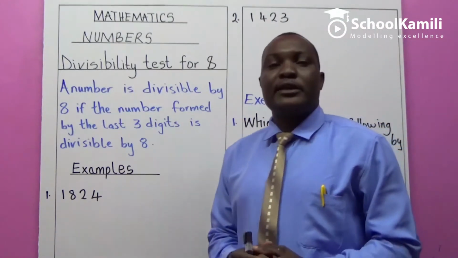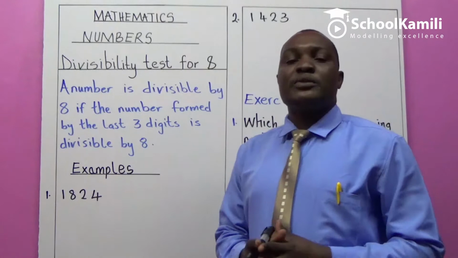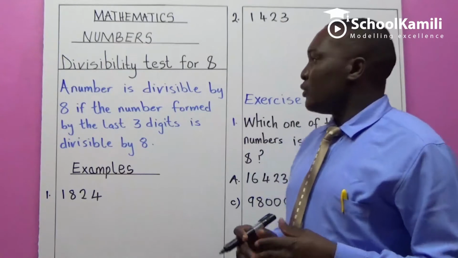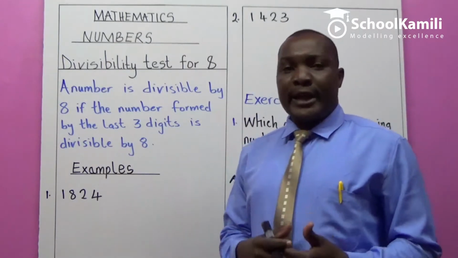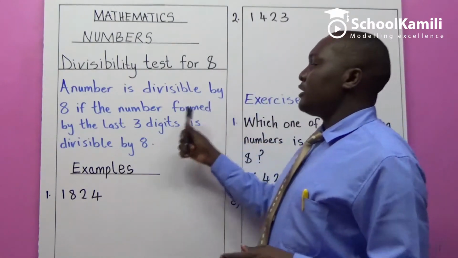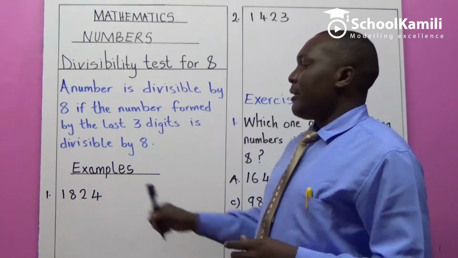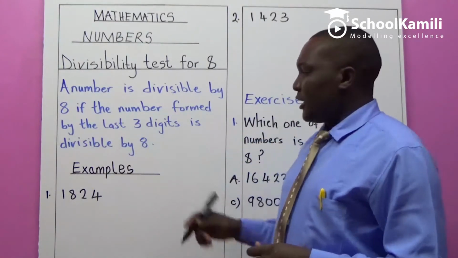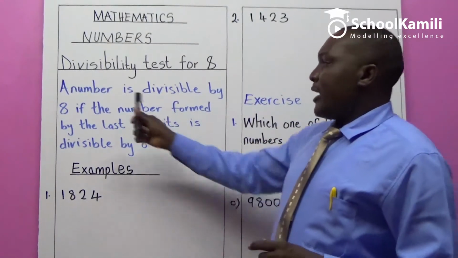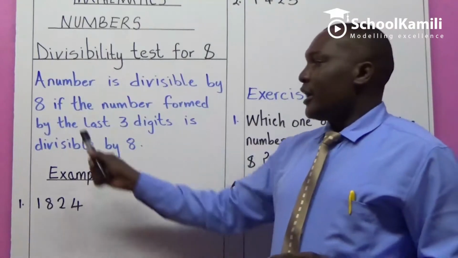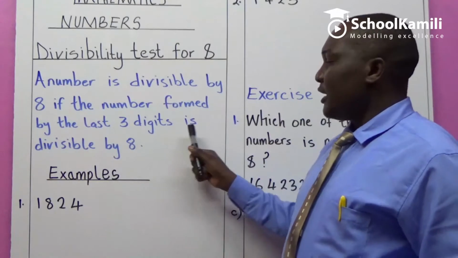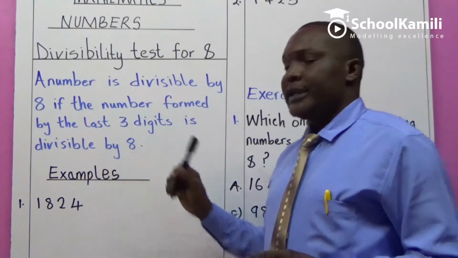How can you tell that a given number is divisible by 8? How do you know? What are you supposed to do to show that a number is divisible by 8? So we are saying that a number is divisible by 8 if the number formed by the last 3 digits is divisible by 8.